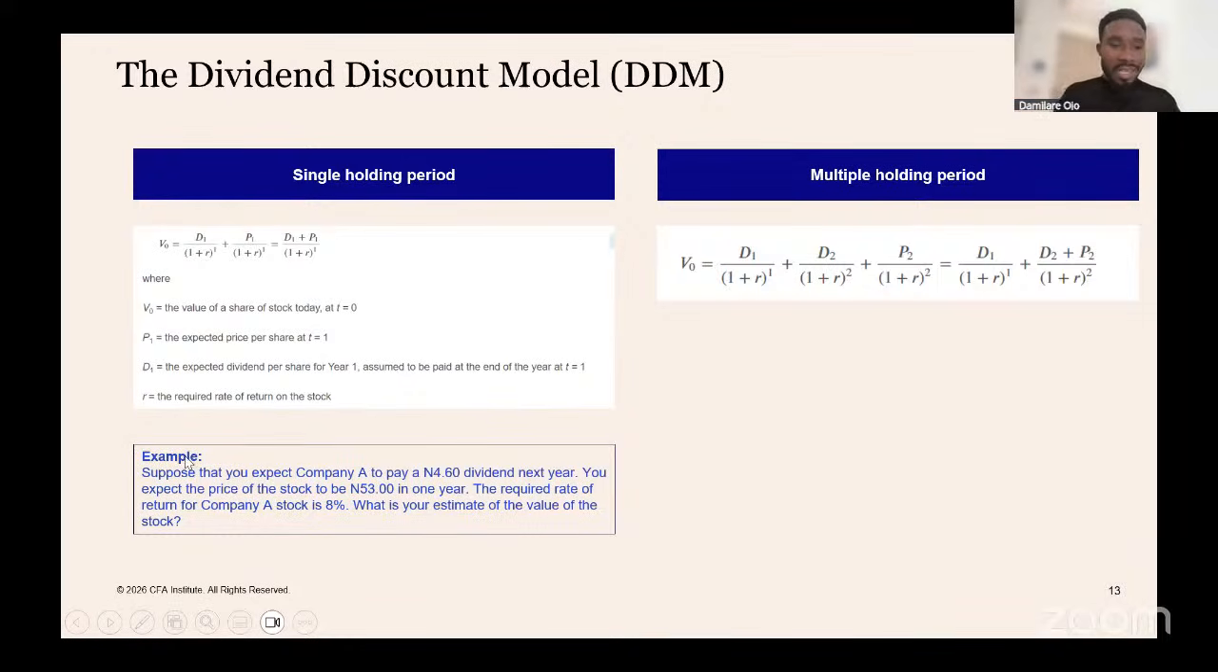Okay, so let's look at this example. Suppose that you expect company A to pay a 4 naira 60 kobo dividend next year. You expect the price of the stock to be 53 in 1 year. The required rate of return for company A stock is 8%. What is your estimate of the value of the stock? Okay, can we quickly do that? I'll keep quiet for 1 minute for us to quickly do that.